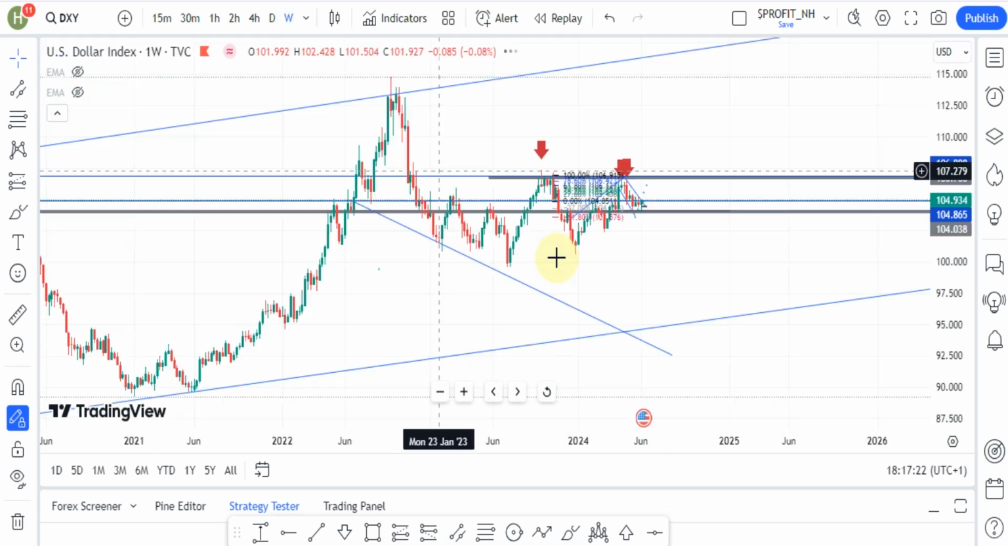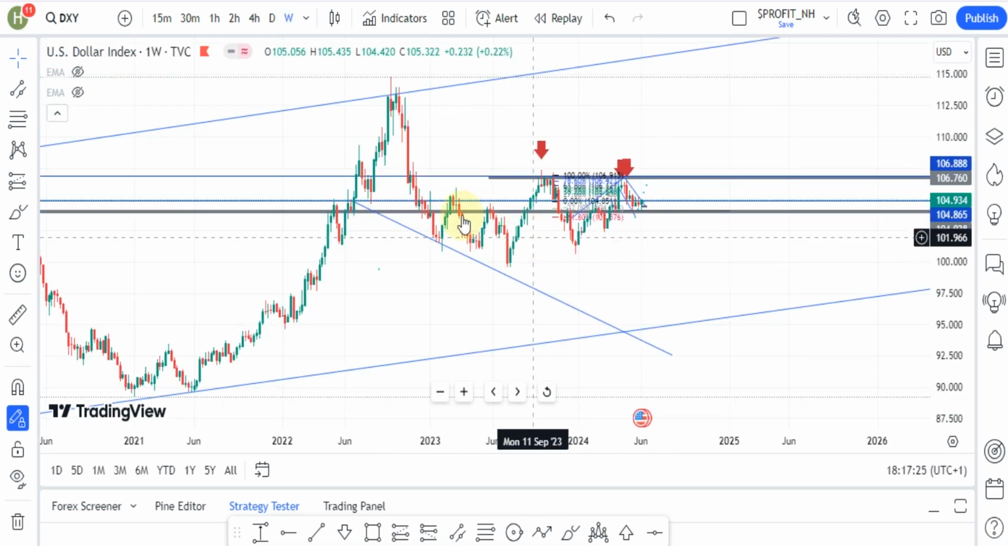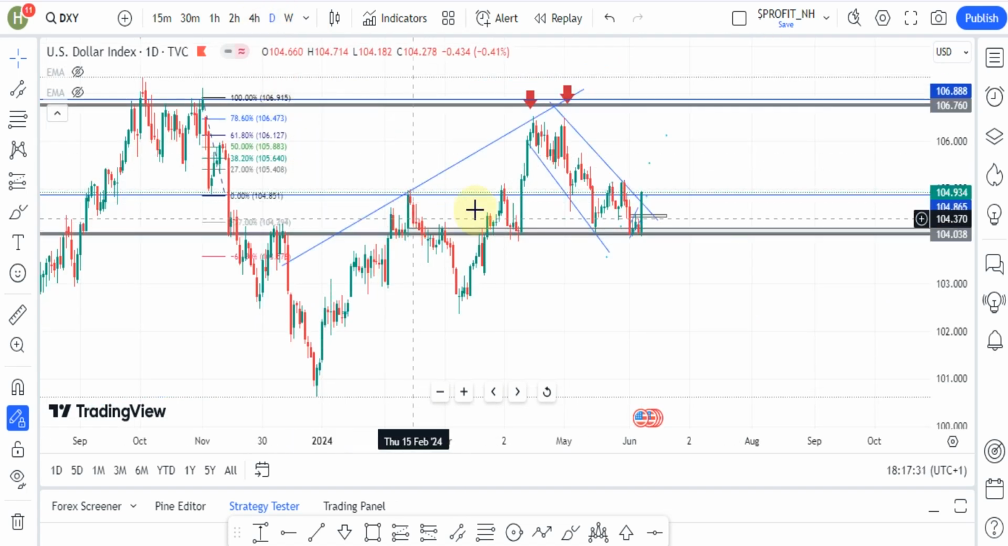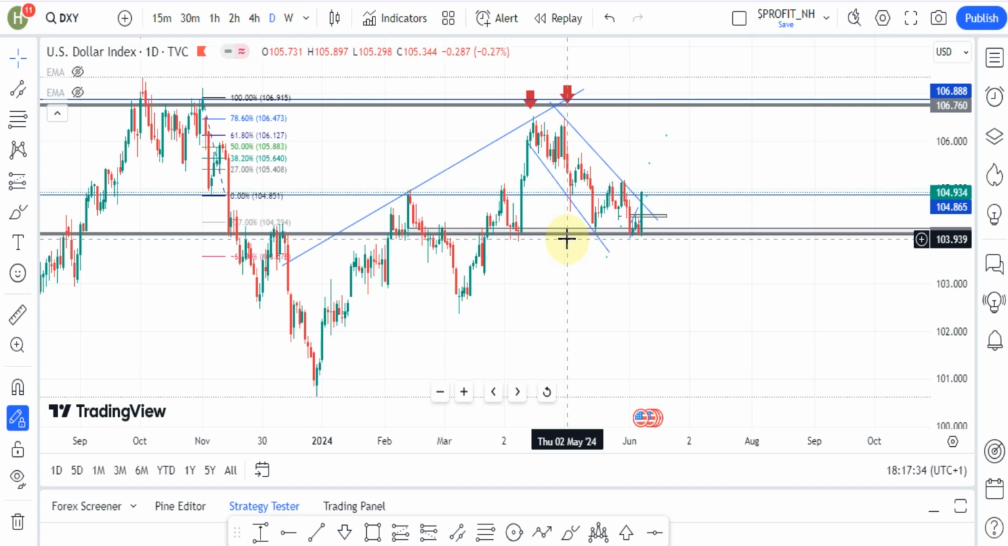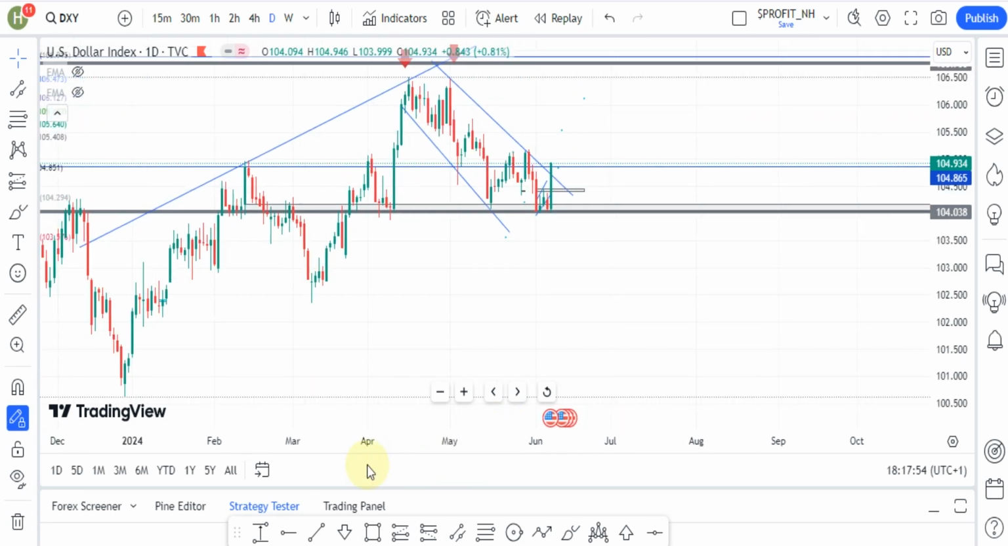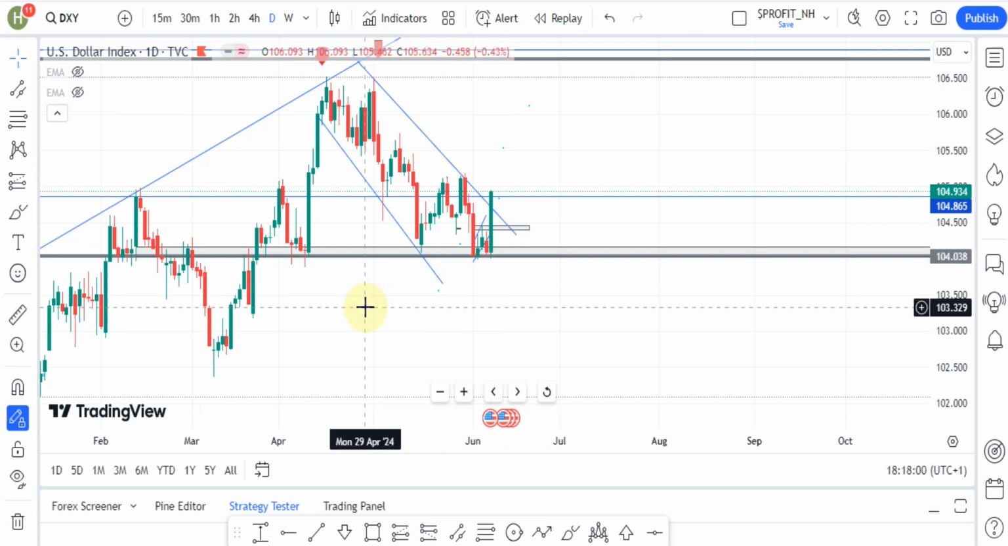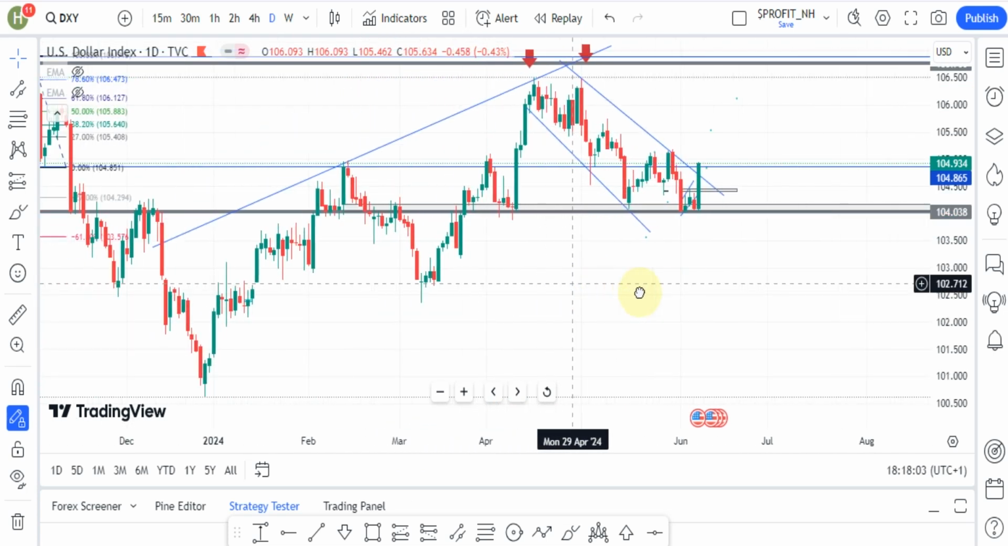Looking at this support area, I had it from the weekly time frame. If you go to the daily time frame, you can see this strong support area clearly. The market came to this area and failed to break below it the first time, then went up, came down again to test this area, and failed to break below it again. You can see this kind of reversal pattern it gave us down here before continuing to push upward.